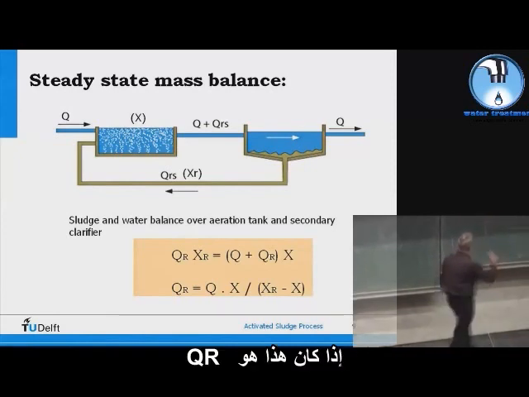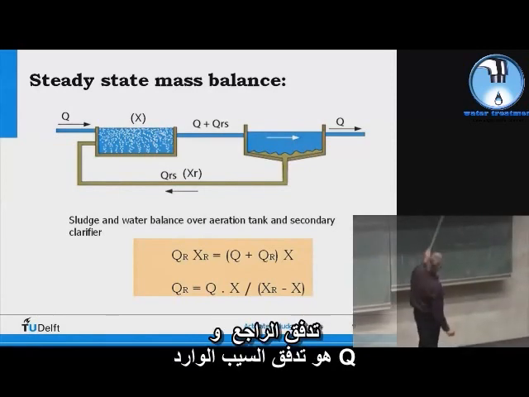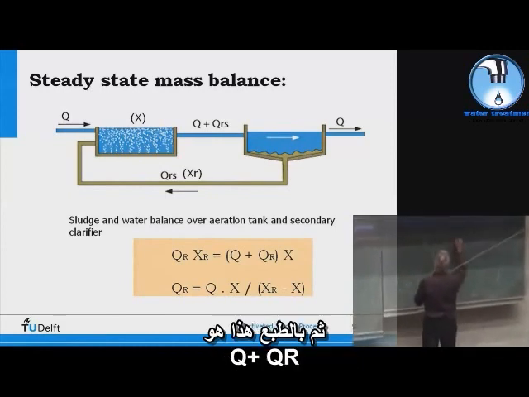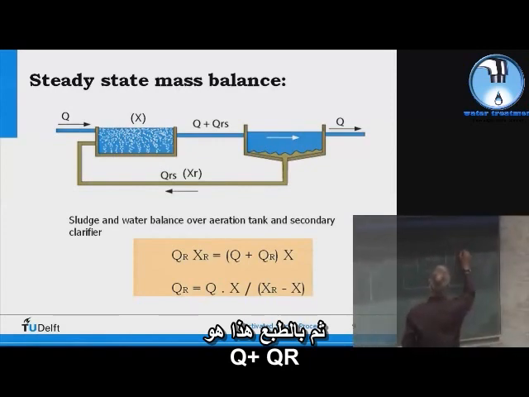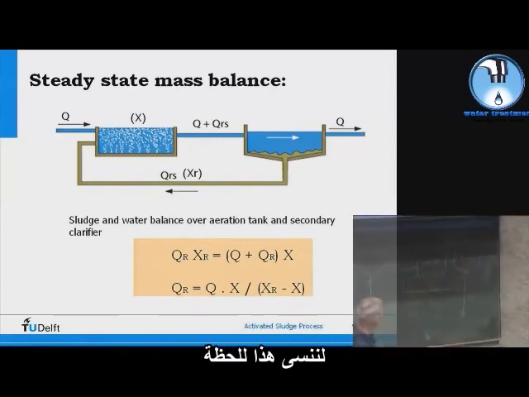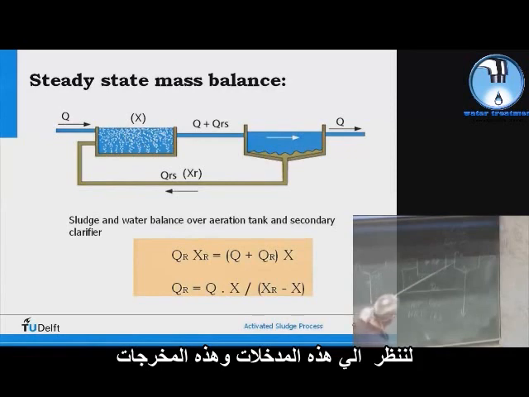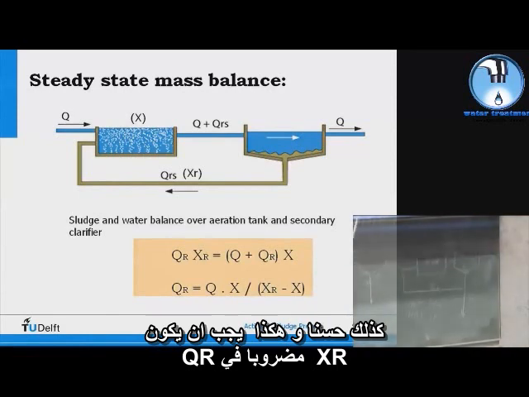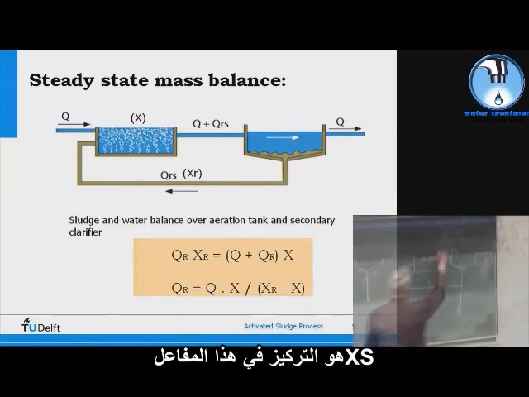Because, let's use this. If this is QR, return flow, and Q is the influent flow, then of course this is Q plus QR, right? So we forget about this for the moment. Yeah? So for a sludge balance, then we just look at this input and this output. Well, okay, so then QR times XR should be the sum of these two flows times X. And X is the concentration in this reactor.